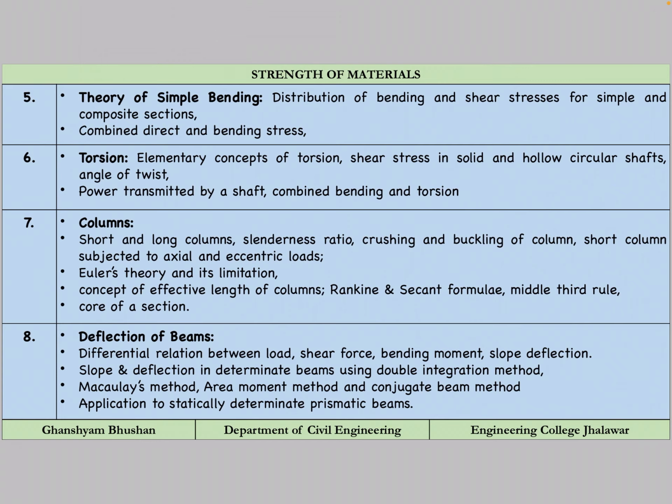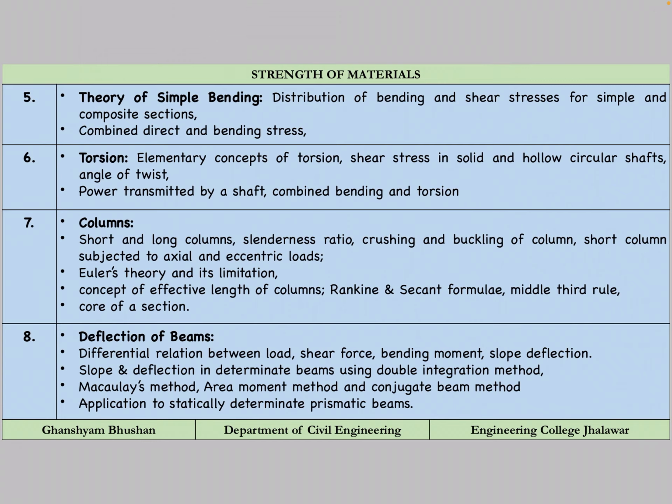All the concepts will be discussed with the help of Euler's theory, and we will see where it is limited, where we cannot apply it. Now, the concept of effective length of the column. After Euler's theory we will see Rankine and secant theory, then the middle third rule, core of a section. These are some detailings that you will be learning in detail, so don't worry much.